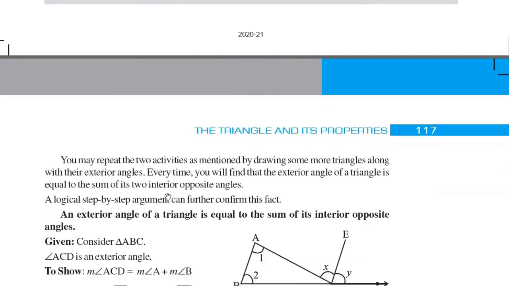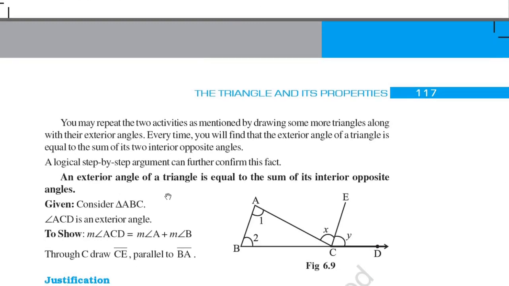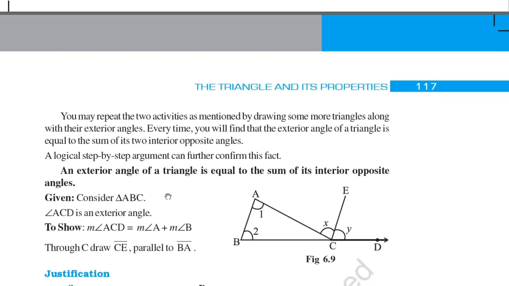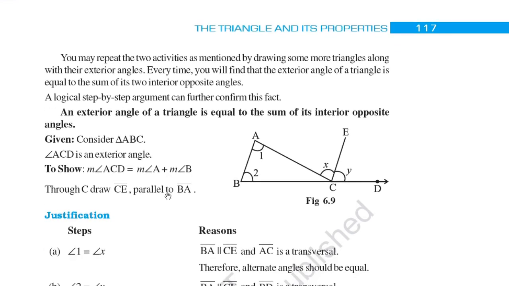You may repeat the two activities by drawing some more triangles along with their exterior angles. Every time you will find that the exterior angle of a triangle is equal to the sum of its two interior opposite angles. So it will always be equal. A logical step-by-step argument can further confirm this fact. There is a logical step-by-step argument given here.